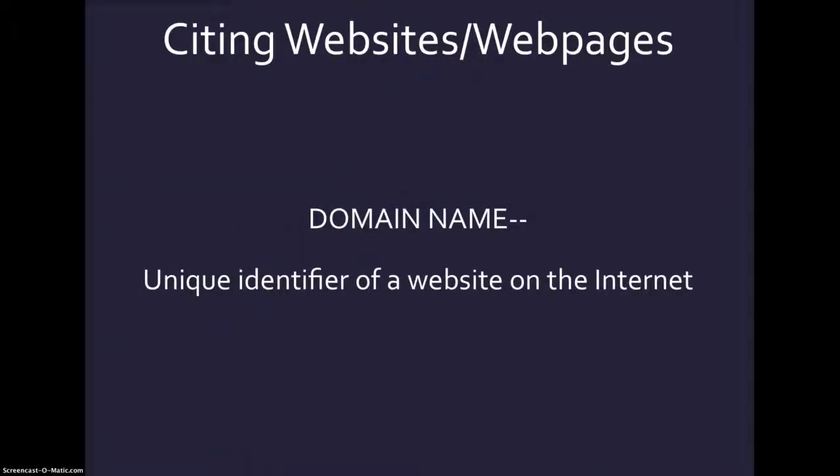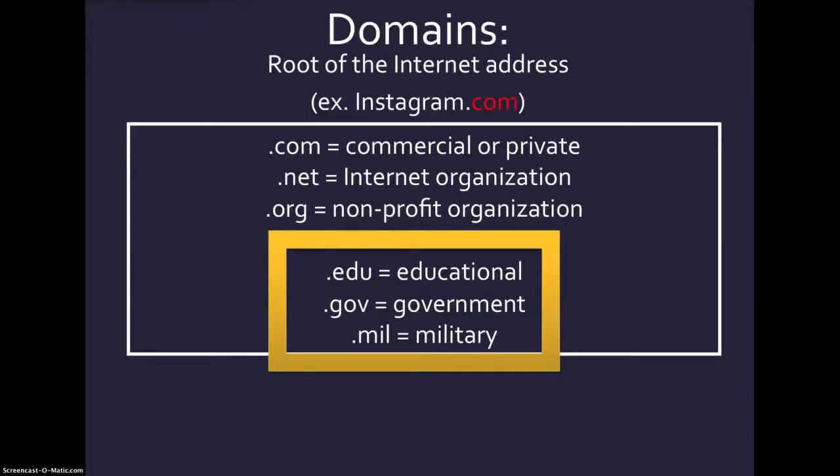Now let's look at a domain name. Domain name is the unique identifier of a website on the internet. Here are the roots of the domains, and it kind of tells us what the website is about. A .com is a commercial or private site. .net is an internet organization. .org is a nonprofit organization.